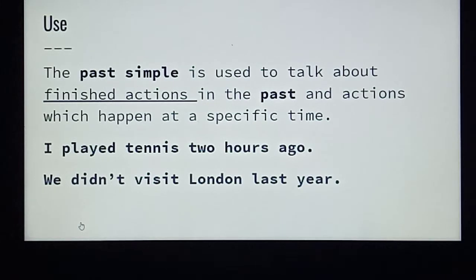Examples. I played tennis 2 hours ago. We didn't visit London last year. I played football 4 hours ago. We didn't visit Siem Reap last year.